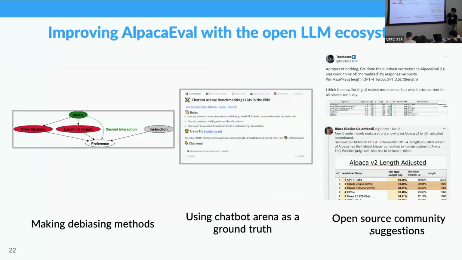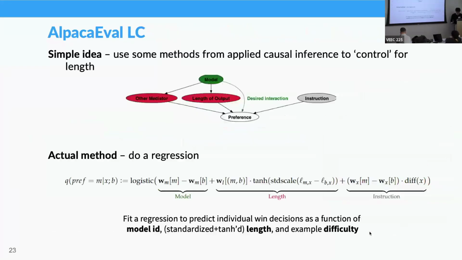And so recently, one of the things that we've learned from the open source ecosystem is that these artifacts aren't static objects. We can actually improve them. And so we've been coming up with some debiasing methods to try to control for length of outputs. The other thing that we now have is a big ecosystem of models. So we can use Chatbot Arena to sanity check the validity of our automatic evaluators. And then a bunch of people have suggested to us different ways to try to correct for length. So that serves as a natural set of baselines and ideas to try going forward.